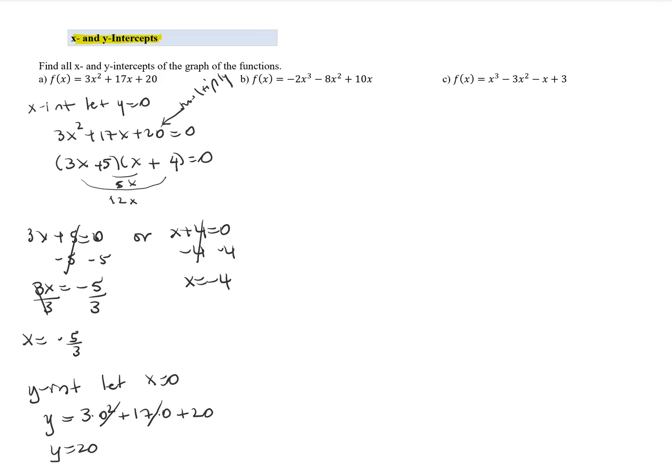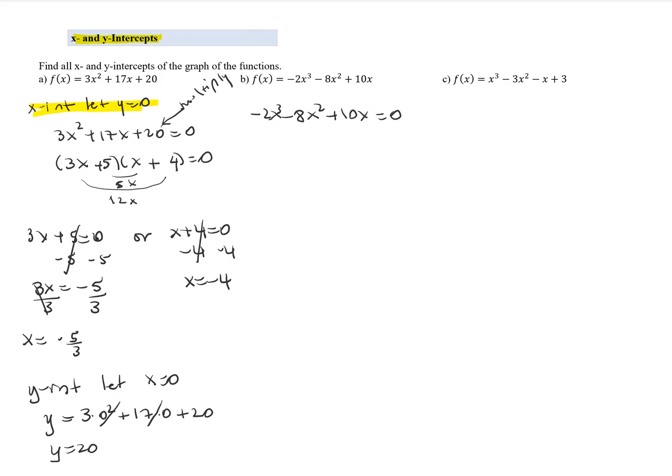Let's go and repeat the procedure, those steps, in part B. To find the x-intercept, we will let y equals 0. This is what I will repeat. So set the problem equal to 0. Negative 2x cubed minus 8x squared plus 10x equals 0.